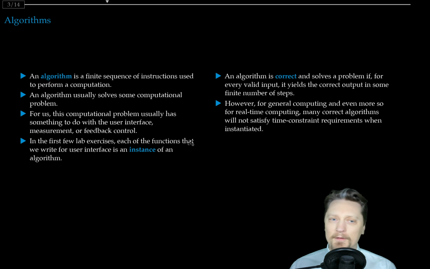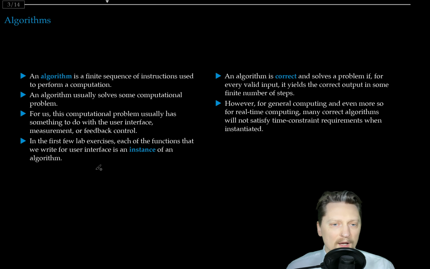Algorithms. An algorithm is a finite sequence of instructions used to perform a computation. Very broad definition. An algorithm usually solves some computational problem. For us, this computational problem usually has something to do with the user interface, measurement, or feedback control because of the type of system that we're designing.